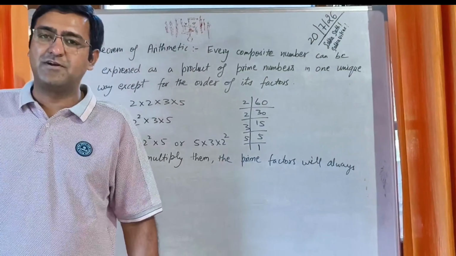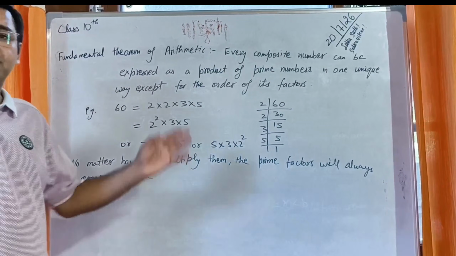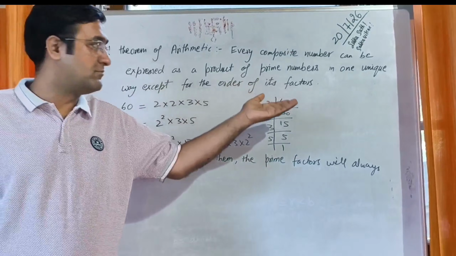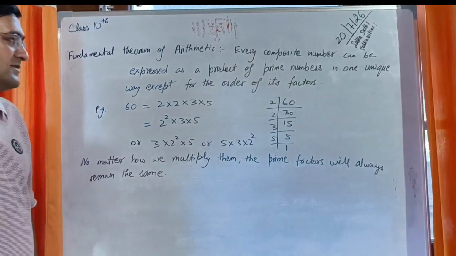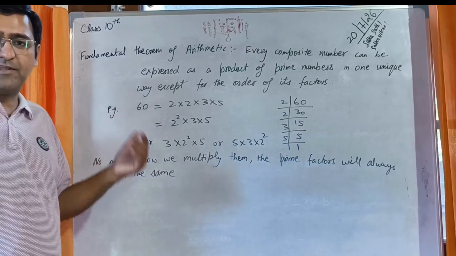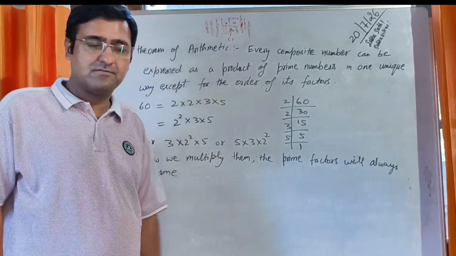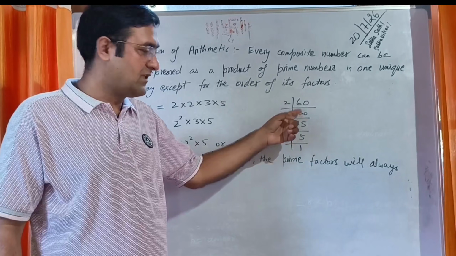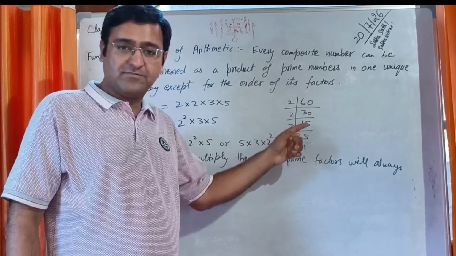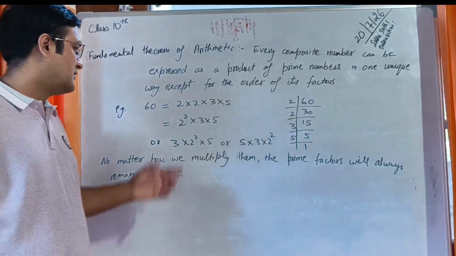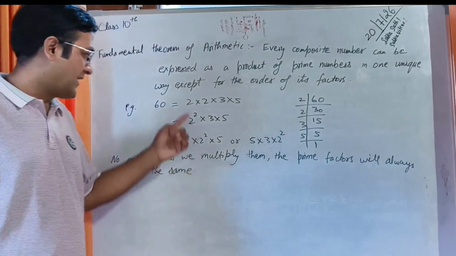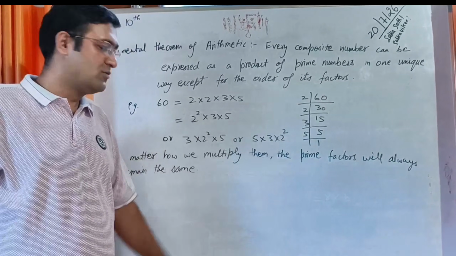This topic is the fundamental theorem of arithmetic. It says every composite number can be expressed as a product of prime numbers in one unique way, except for the order of its factors. जैसे एक एग्जांपल लेते हैं, 60 को फैक्टर्स बनाते हैं. So 2 into 30 will give us 60, 2 into 15 will give us 30, 3 5s are 15, 5 1s are 5. So we get factors of 60 as 2 into 2 into 3 into 5. We can write it as 2 square into 3 into 5.